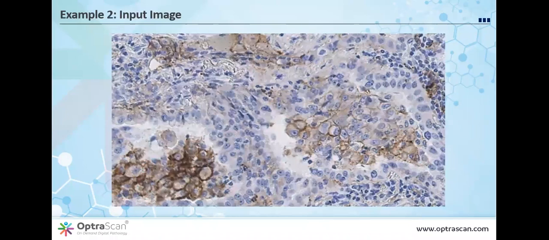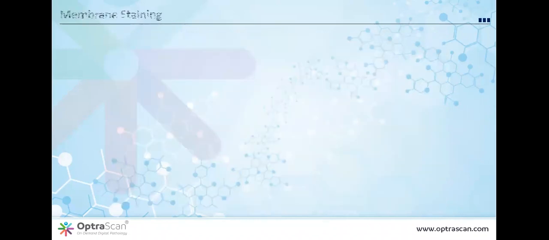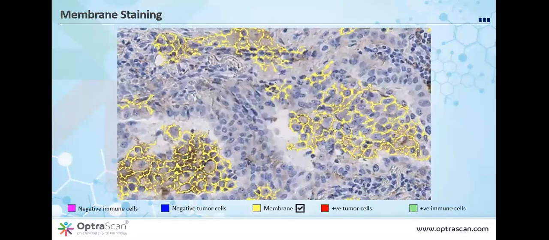So here's another example. This is a second case which has relatively less brown, meaning lesser membrane, thereby indicating lower positivity. Let's check it out. According to the standard protocol, let's activate membrane and disable everything else. The algorithm does manage to identify the membrane really well.